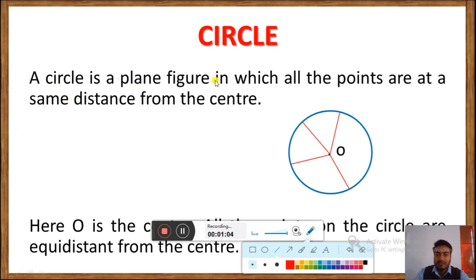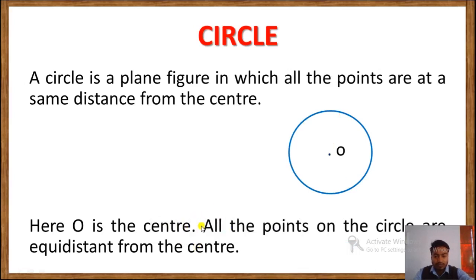A circle is a plane figure in which all the points, that means if here we have one point, here also, are at the same distance from the center. So if we measure, then we'll get the same distance from the center. Understood? So here O is the center, and all the points on the circle are equidistant from the center.